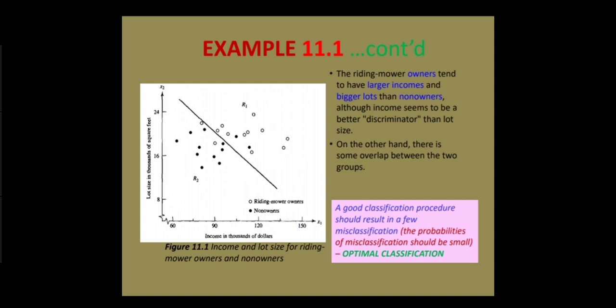Okay, and the bigger lots. Okay, if we look at x2 here, the black dot is non-owner. But the ones above, here, belong to the owners of the mower. So we can say that they have the bigger lot. Okay, the owners have the bigger lot size in square feet.